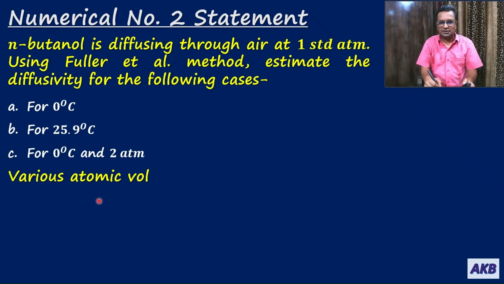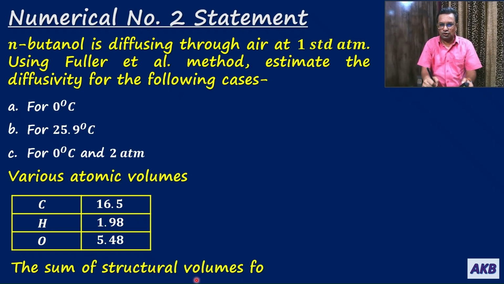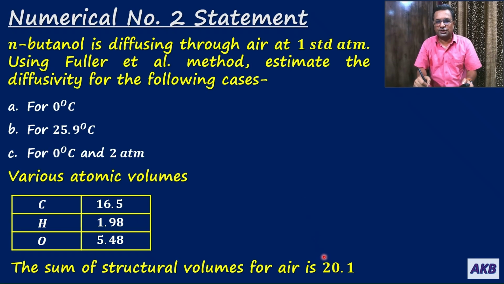Then various atomic volumes are given to us. For carbon, it is 16.5. We have used it in the previous example. Then for hydrogen, it is 1.98, and for oxygen, it is 5.48. And the sum of structural volume for air is directly given to us. It is 20.1. So, in this case, there is diffusion of N-butanol through air, and it is happening at 1 standard atmosphere.